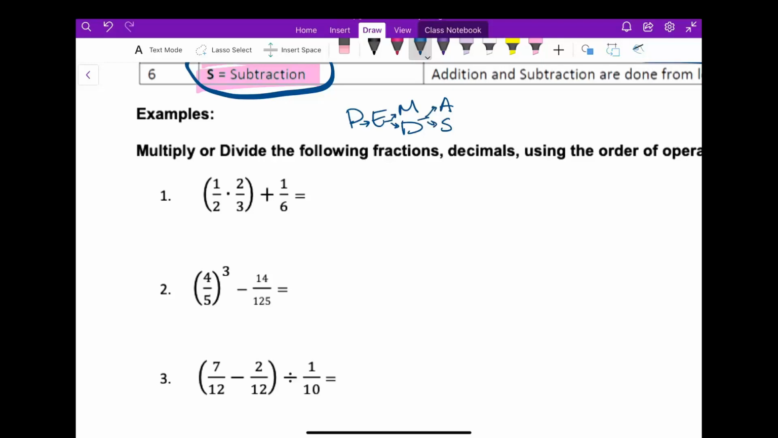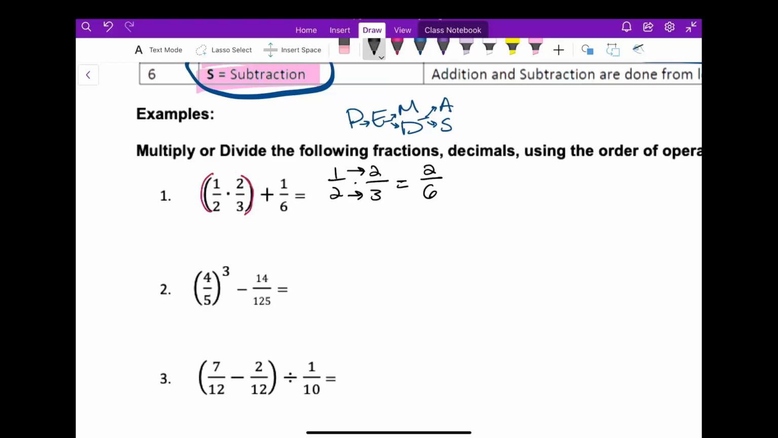So 1/2 times 2/3, the first thing I see is parentheses. So I'm going to take care of multiplication first. I have 1/2 times 2/3. To multiply, we multiply numerator times numerator and denominator times denominator. So this little part right here, 1/2 times 2/3, is 2/6.